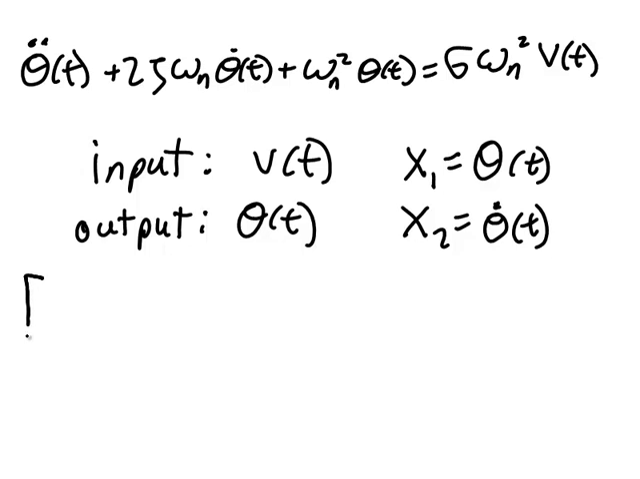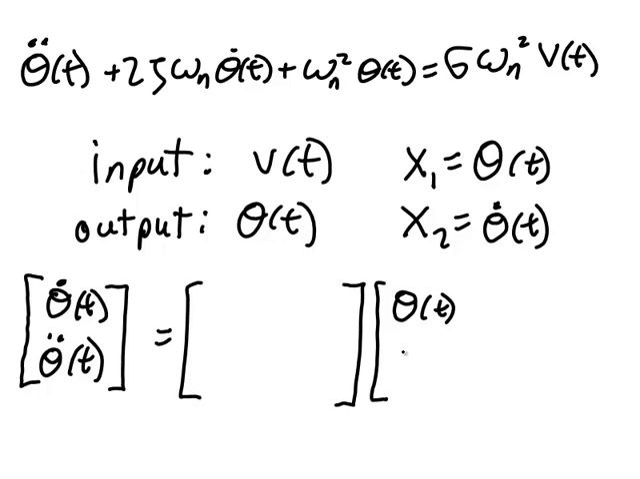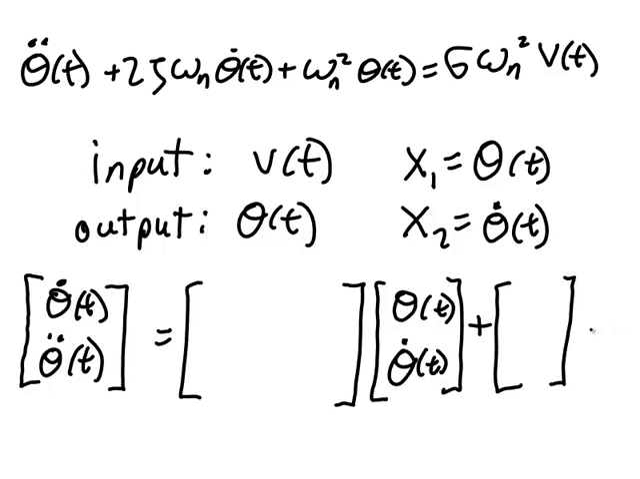The derivative of my state vector will be theta dot, that's the derivative of x1, and then theta double dot, that's the derivative of x2, equals some kind of a matrix that I'm going to need to figure out, times the state vector, which is here x1 theta and x2 theta dot, plus some other matrix times my input. My input here is v of t.